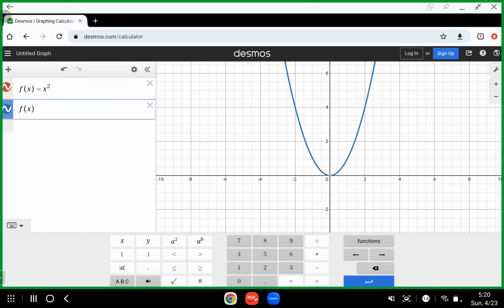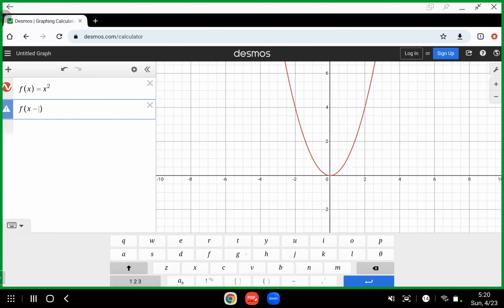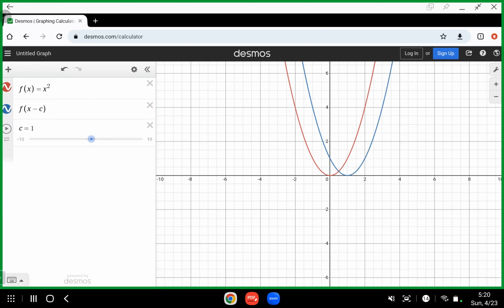So let's look at the rigid transformations for the horizontal one. If you subtract c, you can see that when c is positive, it's greater than 0, it shifts right. But when it's negative, it shifts left. So you have to remember it's a domain issue.